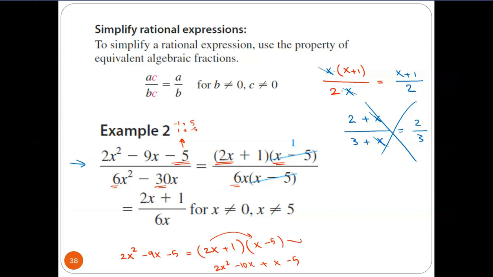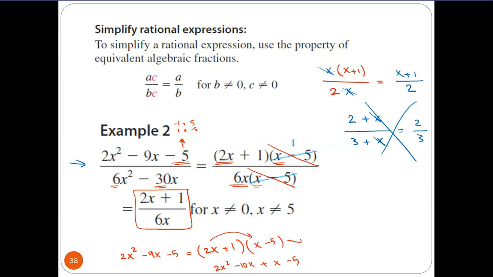X to the power 1 is the least exponent. So we can take 6x as the greatest common factor. Now, if we take 6x, the rest equals x from the first term. From the second term, 30 divided by 6 equals 5. Okay. Now look at these two brackets: x minus 5 and x minus 5. We can remove them. The final result equals 2x plus 1 over 6x.